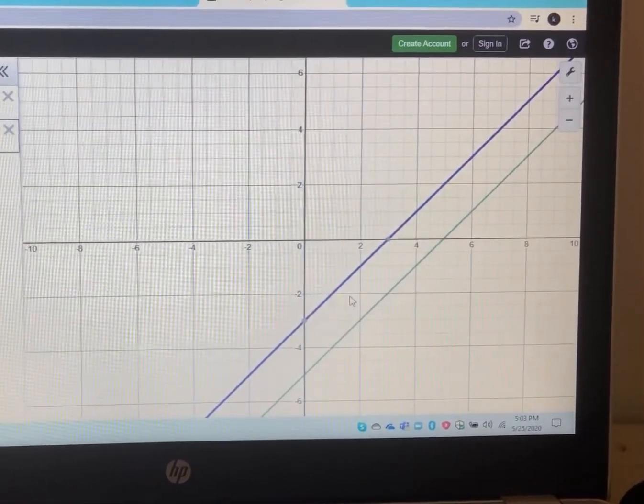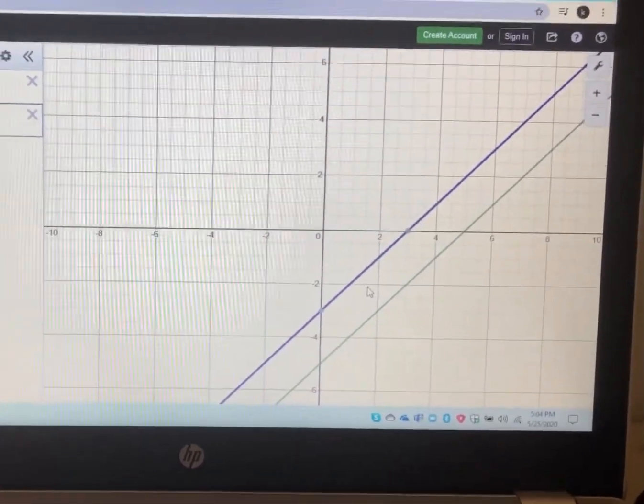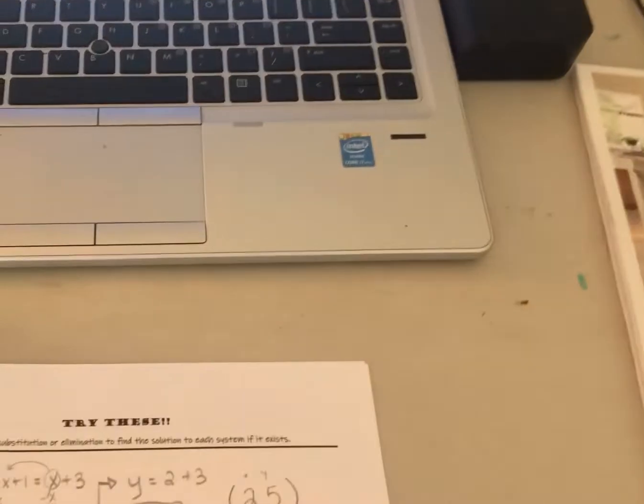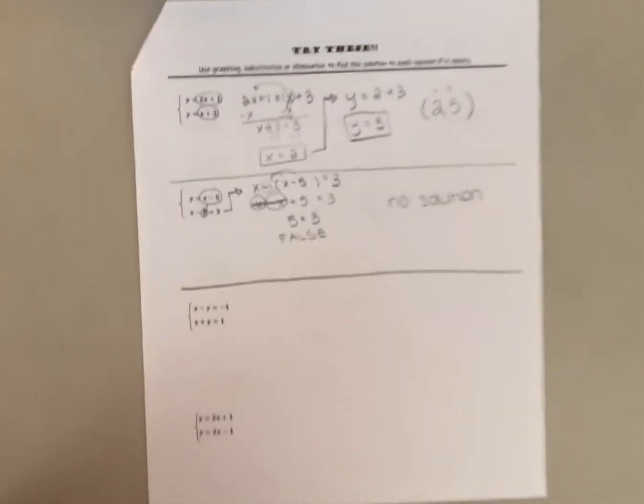Okay, so we checked our answers to numbers 1 and 2. So at this point, you guys can hit pause and you can attempt the next problems on your own. And you can hit play when you're ready for the solutions.